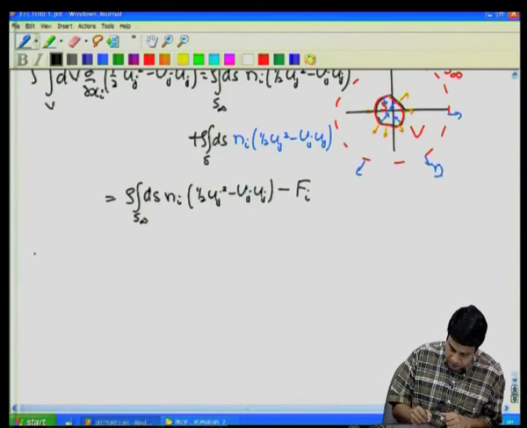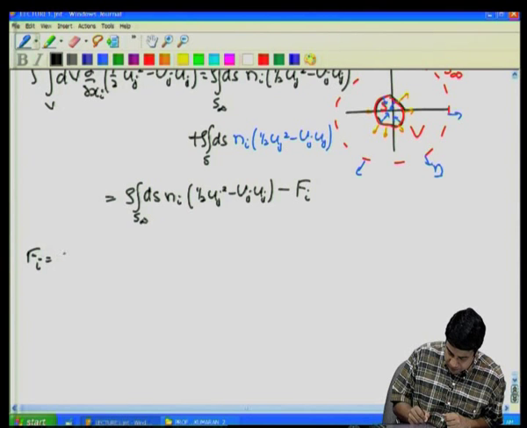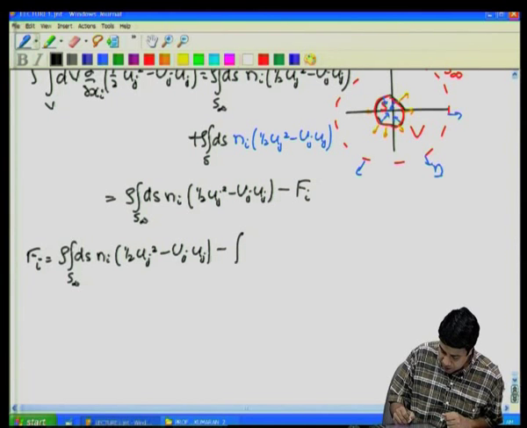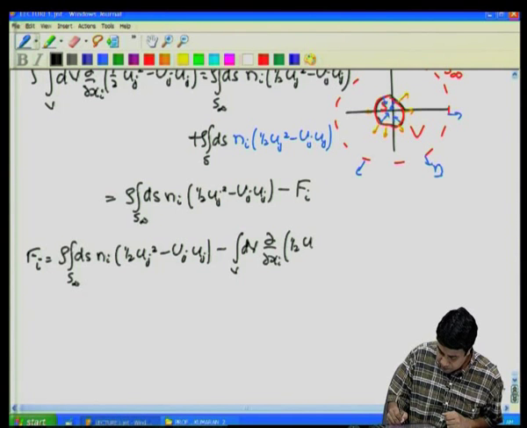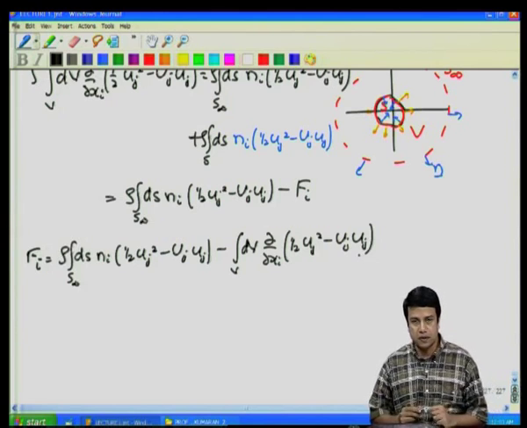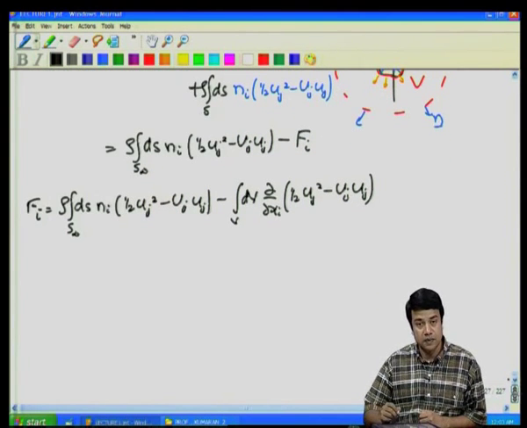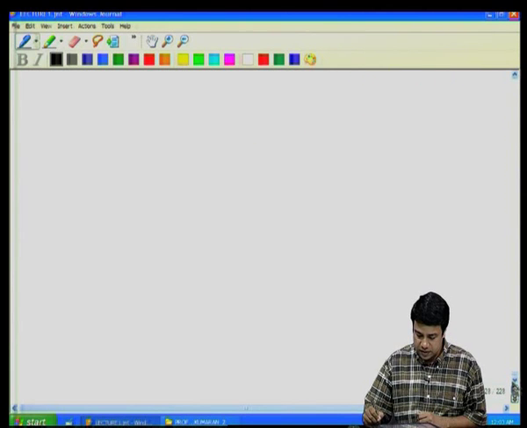So, therefore, I can write this force F_i as rho times the integral over the surface at infinity ds n_i half u_j squared minus u_j U_j, minus the integral over the volume dv of ... Let us simplify the second term in this expression.